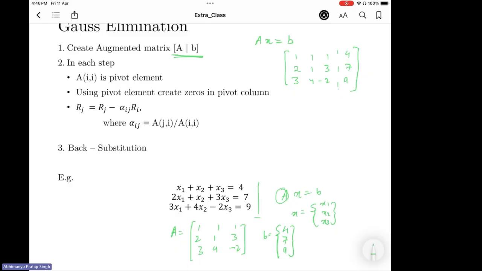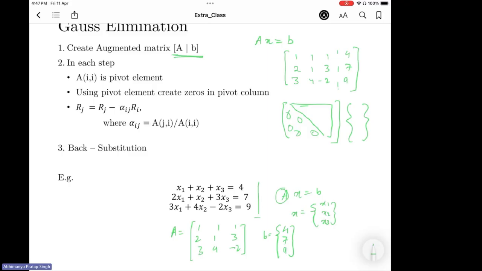For Gauss elimination, the algorithm says that we need to convert this augmented matrix into upper diagonal form. What do we mean by upper diagonal form? We want a matrix such that all of the terms below the main diagonal are 0, and we have only terms on this part, and then we have this vector over here.